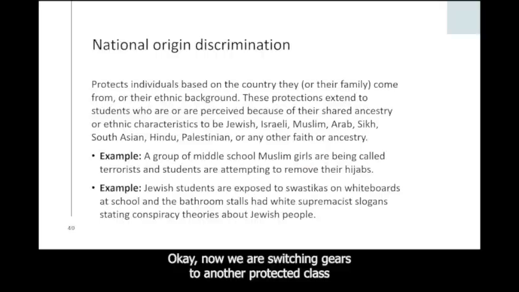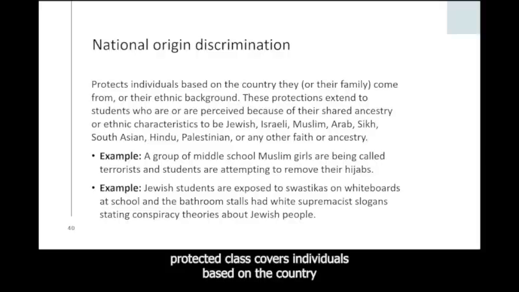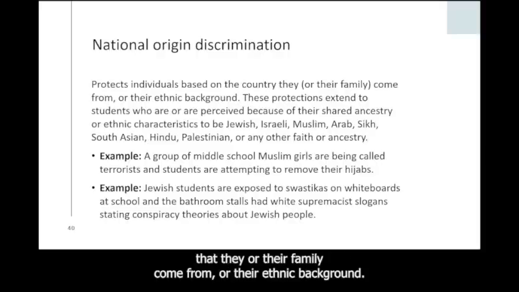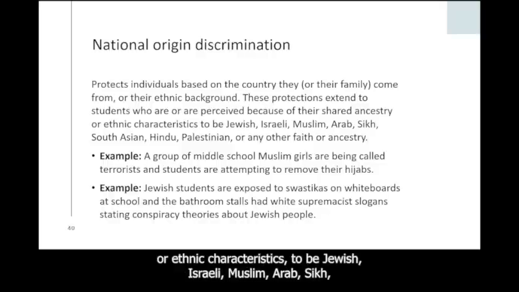Okay, now we are switching gears to another protected class where there are high numbers of students experiencing discrimination and harassment in our schools, and that's national origin discrimination. National origin as a protected class covers individuals based on the country that they or their family come from or their ethnic background. These protections extend to students who are, or perceived to be, because of their shared ancestry or ethnic characteristics, Jewish, Israeli, Muslim, Arab, Sikh, South Asian, Hindu, Palestinian, or any other faith or ancestry.